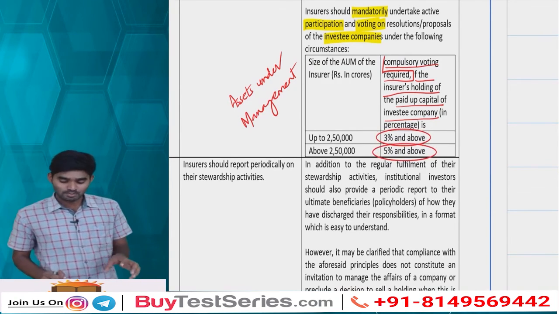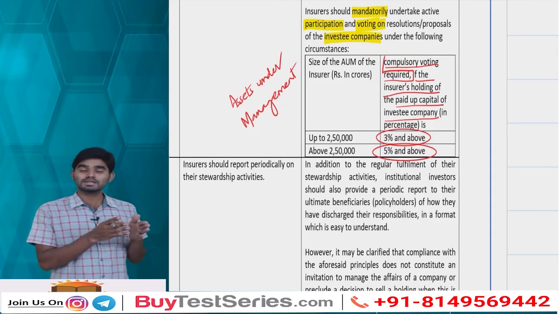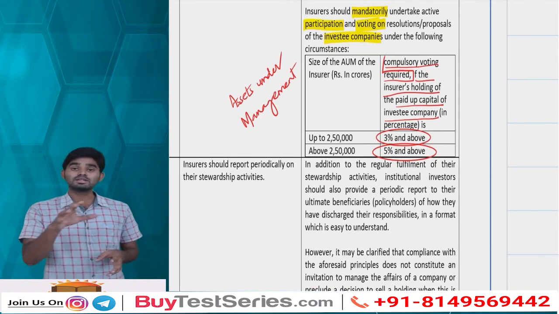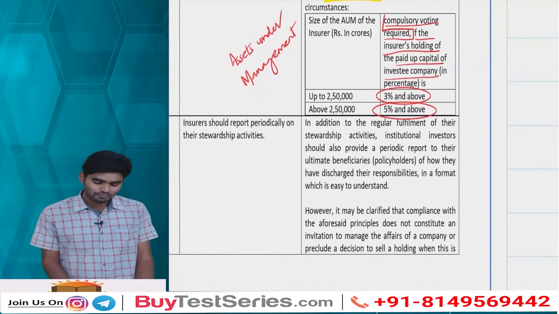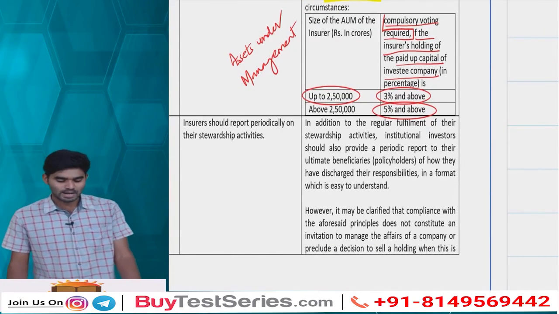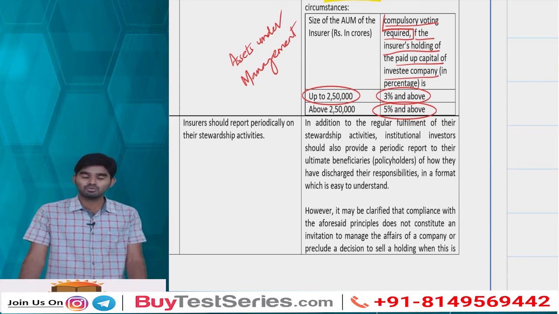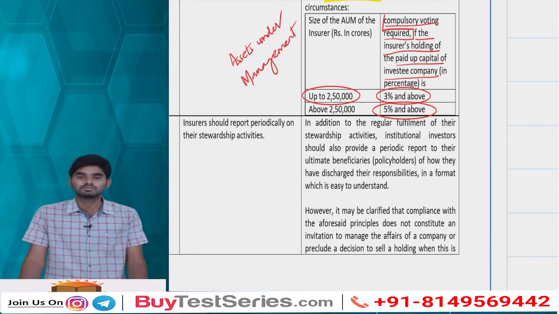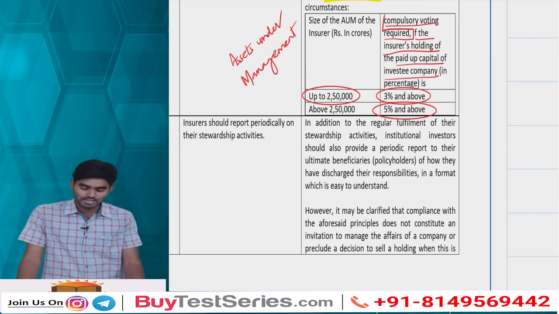Listen here. We're talking about the insurer's holding in the investee company. So depending upon the holding of that insurer in that investee company in relation to its assets under management value, it is providing the mandatory voting. So what it says, sir, if at all your insurer's AUM value is up to 2,50,000 crores, and if your stake is 3% and above in that investee company, then mandatorily you shall vote. If at all your AUM value is above 2,50,000 crores, and your investment is 5% and above, then mandatory voting is required.